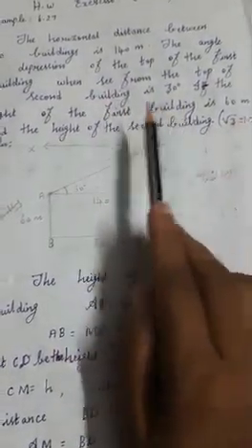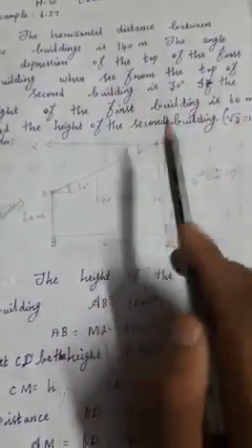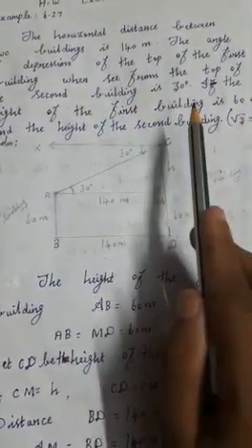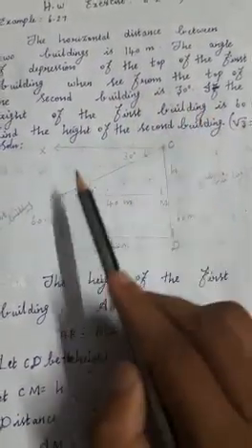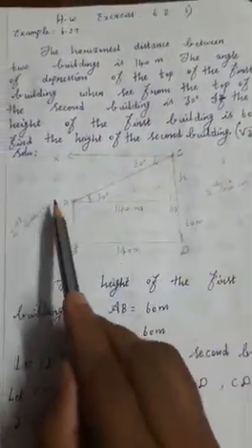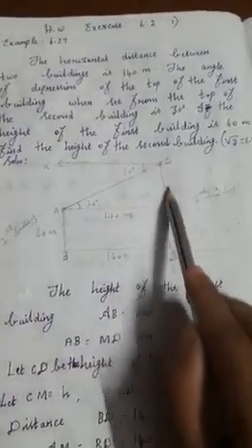First you have to understand the question. After that you can draw the diagram. Okay, so in our question what they have given: two buildings are there, the first building and the second building. So this is the first building, this is the second building.